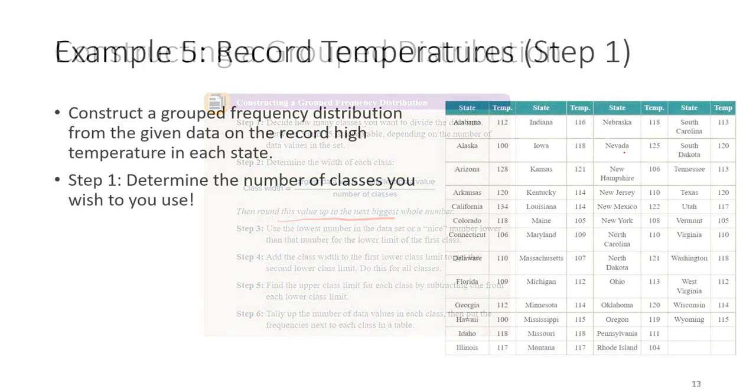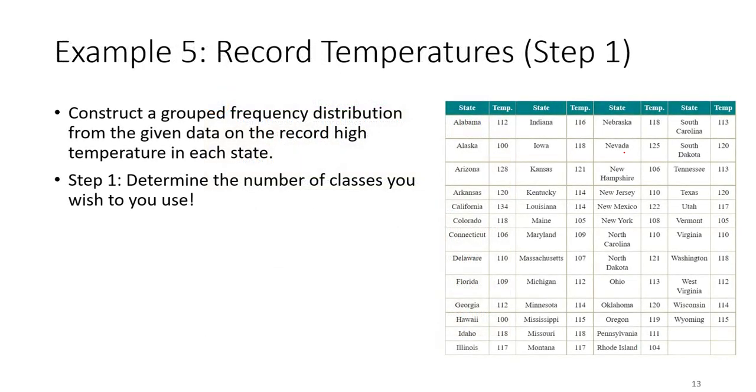So we're going to use this data here on the record temperatures in each state in the country to construct a grouped frequency distribution. So the first step we want to do is to determine the number of classes that we want to use for this particular data. If we look at our highest score here, which is in California of 134, and then our lowest score, which is in Alaska and maybe some other places at 100, the difference between the lowest score and the highest score is about 34. To get nice round numbers out of our classes, let's use 7 classes.